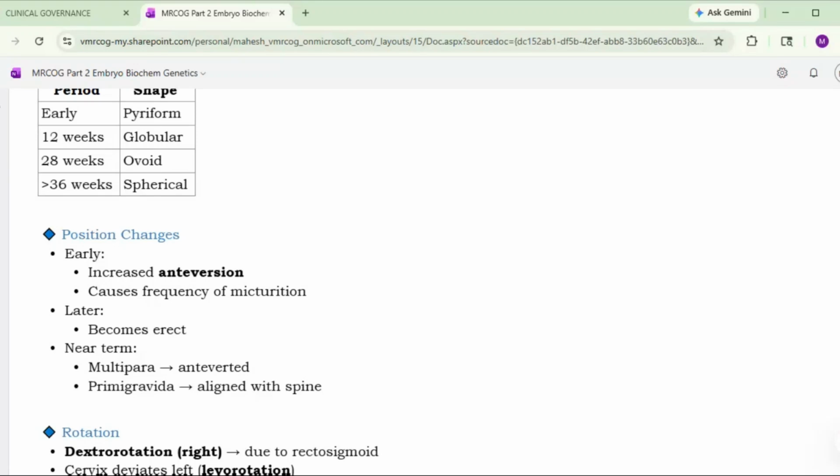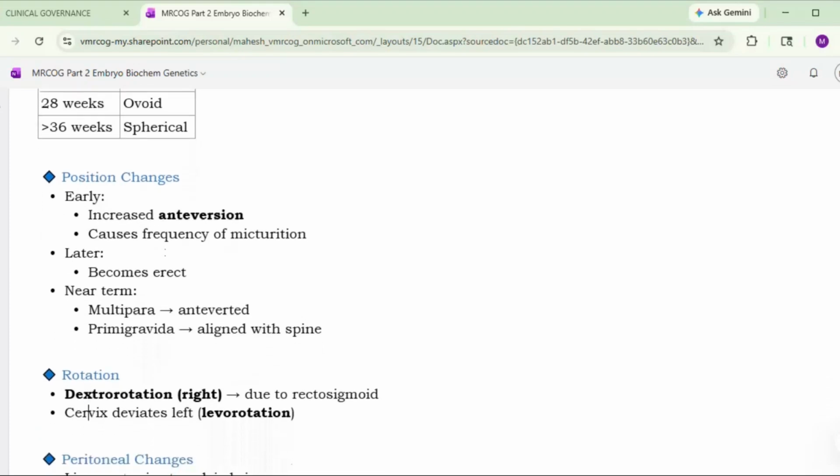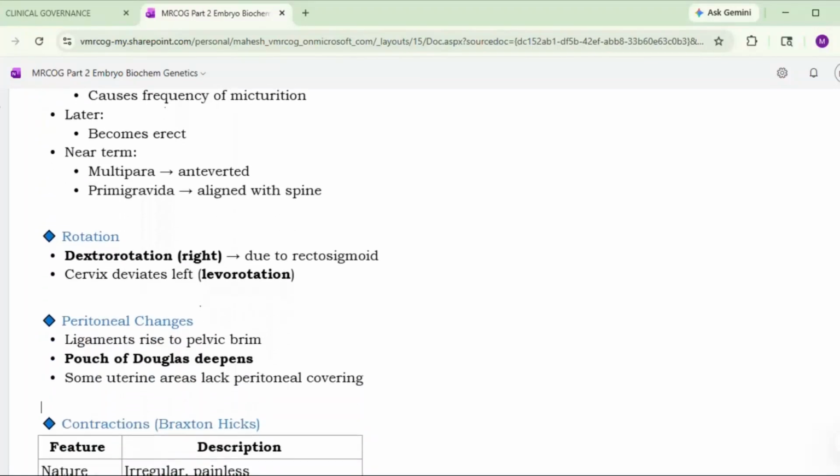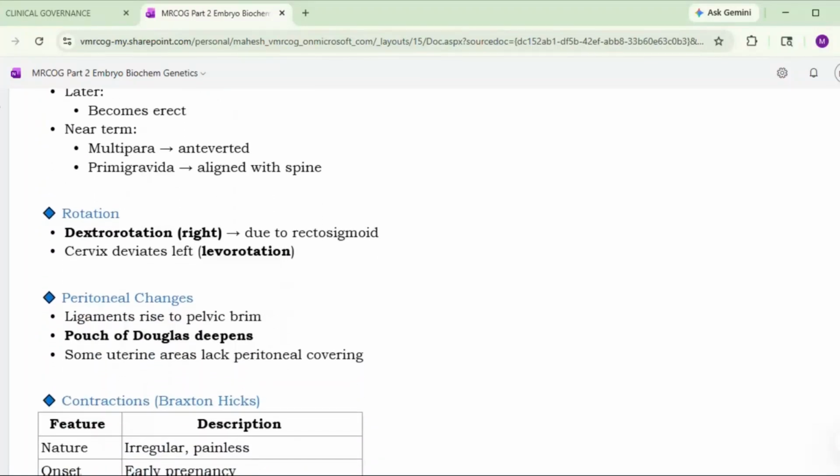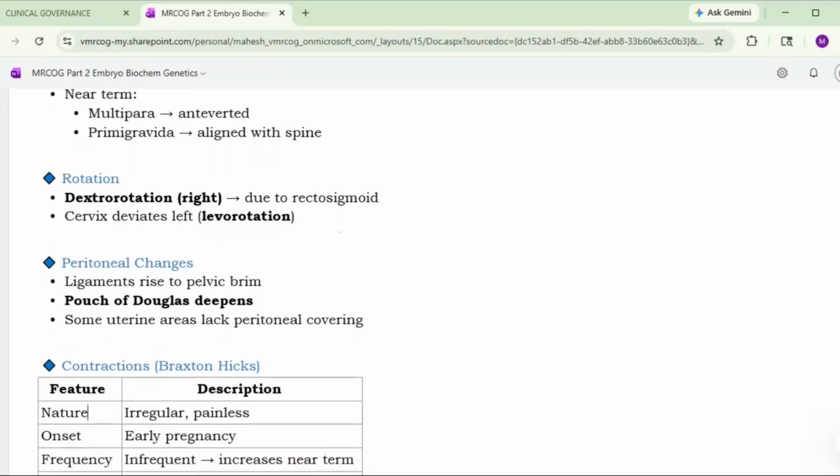Later on, it becomes erect. Near term in multipara, it is anteverted, while in primary gravida, it is aligned with the spine. The uterus is also rotated slightly, which is called dextrorotation. It is the rotation towards the right due to the rectosigmoid which is present on the left. There is a slight dextrorotation, while the cervix will go towards the left, that is the levorotation.